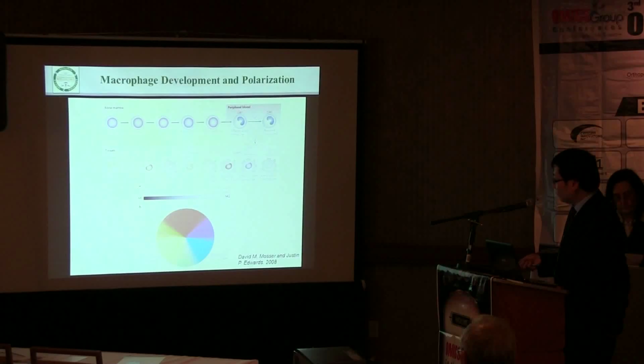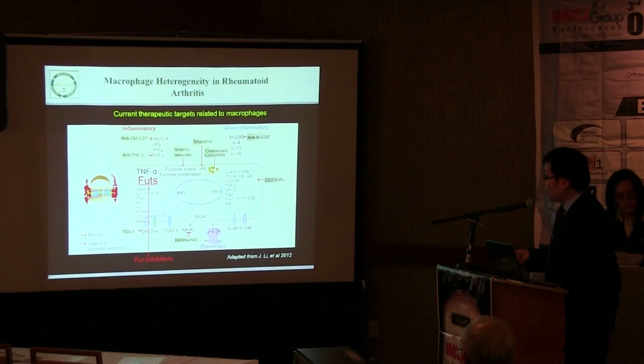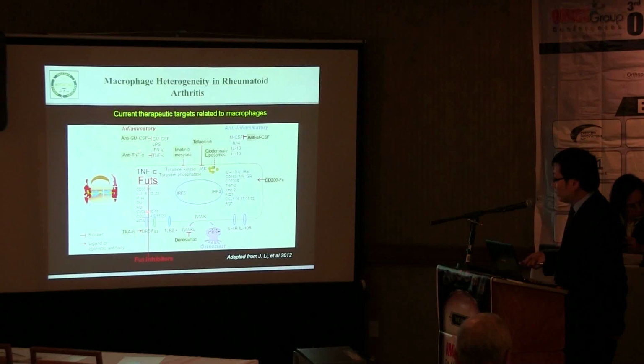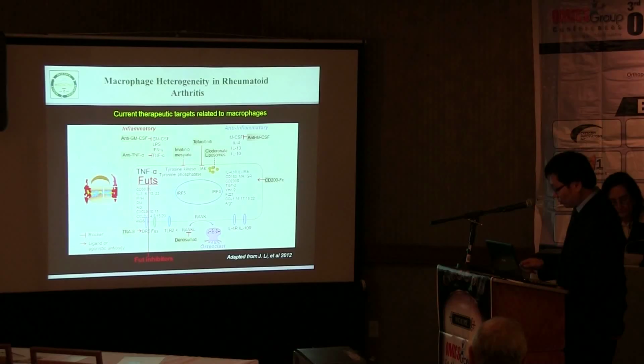This is the differentiation model of M1 and M2 macrophage. M1 is defined as inflammatory, M2 is anti-inflammatory. So there's an imbalance of M1, M2 macrophage in RA, as I mentioned earlier. And we are trying to figure out whether FUT1 is also upregulated in M1 macrophage.